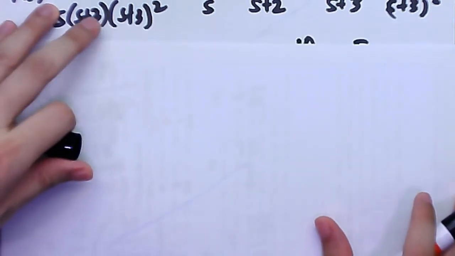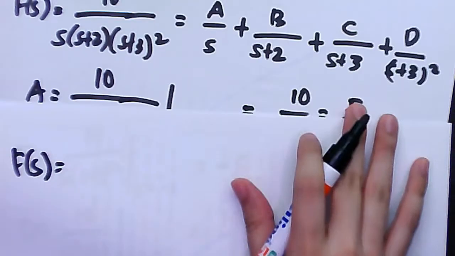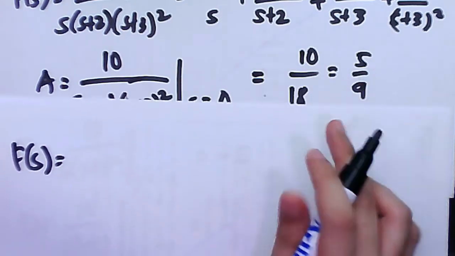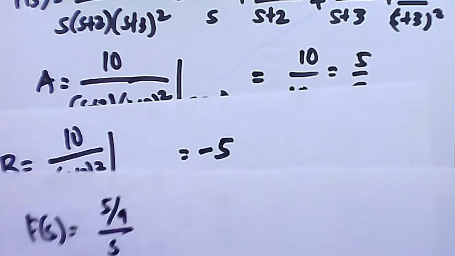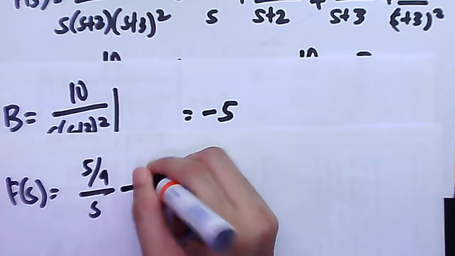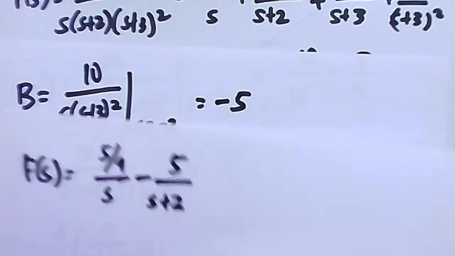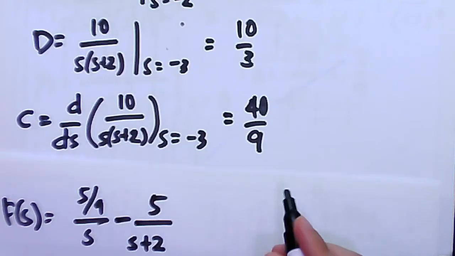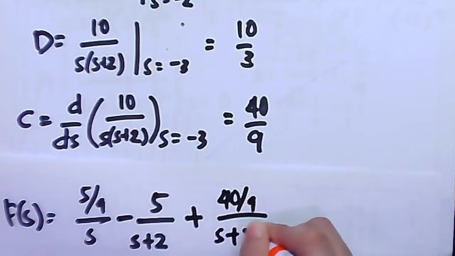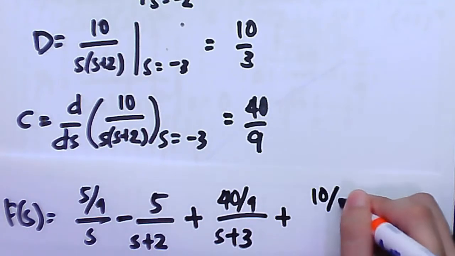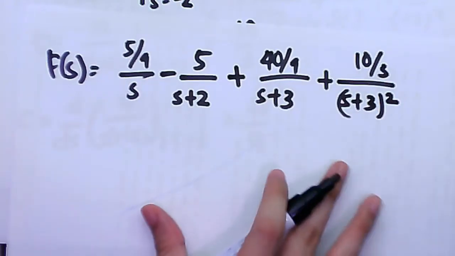So, we will have now f of s equals, yung a natin is 5 over 9. So, this is 5 over 9 over s. Okay. So, yung b natin is negative 5, so minus 5 over s plus 2. Tapos, yung c natin is 40 over 9, so this is plus 40 over 9 over s plus 3, plus 10 over 3 divided by s plus 3 squared. Okay, so yan na yung expansion natin.